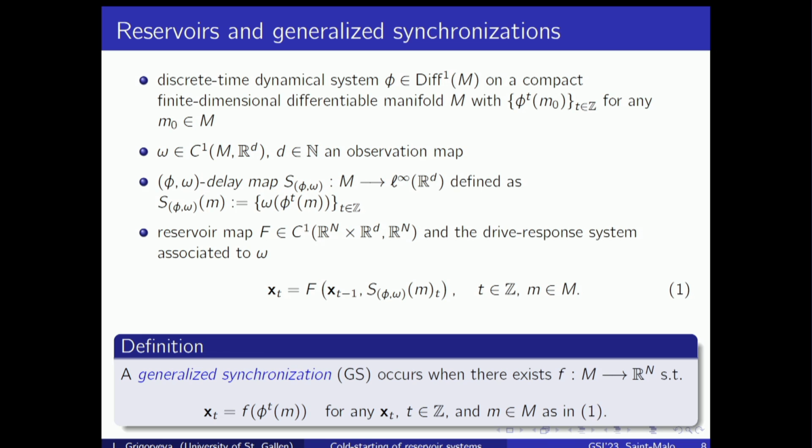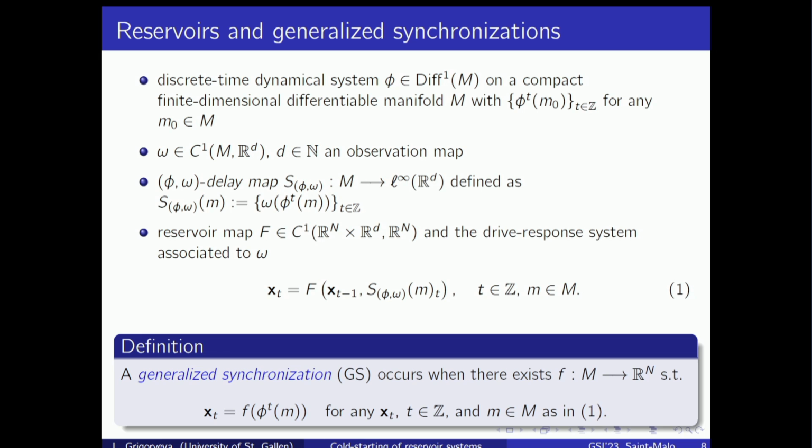And then we will be talking about the drive-response system, which is associated to observations of a dynamical system. So what I will be doing here, I will be computing the states just using this reservoir map of this type, and feeding or driving the system with the observations of the dynamical system. And again, I emphasize that these observations may be lower dimensional. So in particular, this d that I have in my data could be much lower dimensional than the dimension of the original manifold, q dimensional, on which the dynamical system is defined. And then I'm in the right place to define for you what the generalized synchronization is.